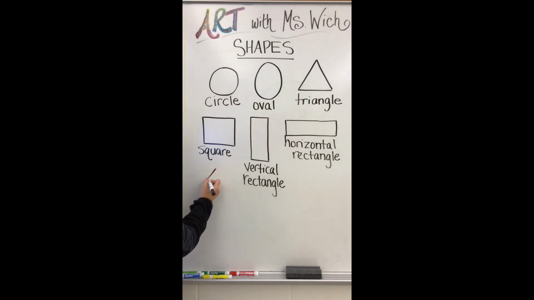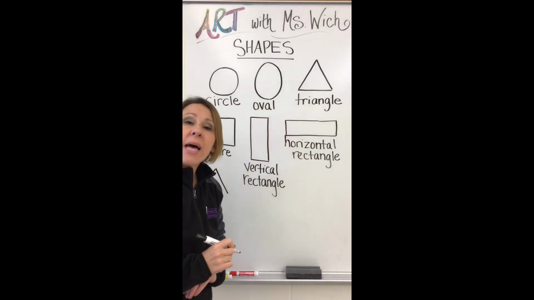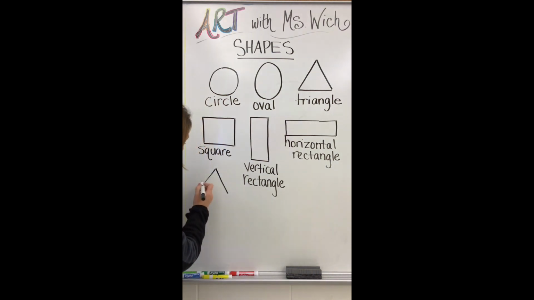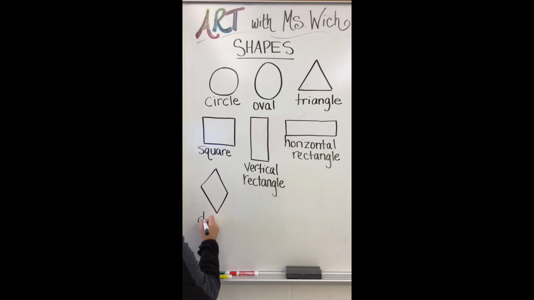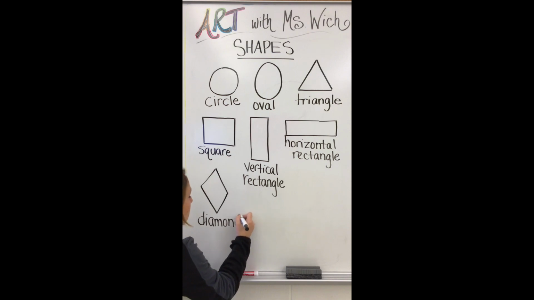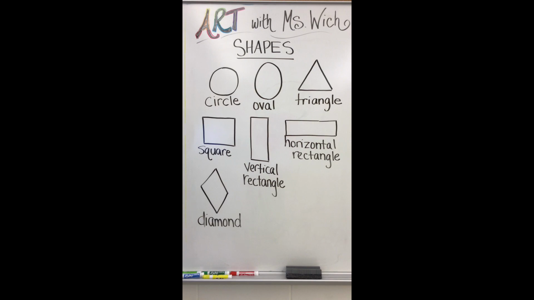I start off the same way as I did with my triangle. I'm going to go diagonal down to the left, diagonal down to the right, stop, go back over here on the left side, and now my diagonal line is going to come to the middle. So I'm going to go diagonal to the middle and then diagonal to the middle. This shape is called a diamond. D-I-A-M-O-N-D. Okay, diamond. All right, perfect.